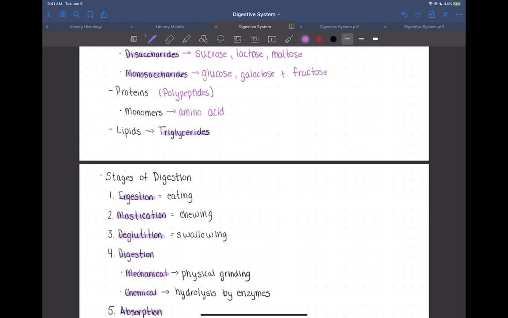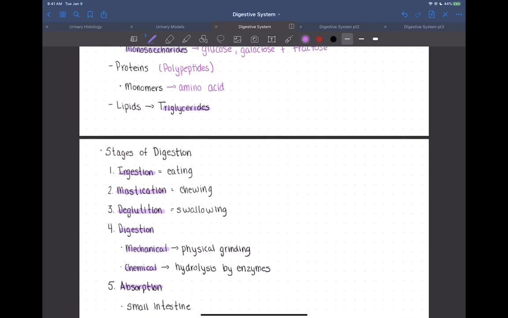All right, all a polypeptide is, it's just a string of a bunch of amino acids. All right, so it's just like a polymer, a chain of amino acids. All right, or you can just say it's a protein. And the individual subunits would be amino acids. Okay, so amino acid would be the form that you could absorb in your digestive system. All right, and then lastly, we have our lipids.